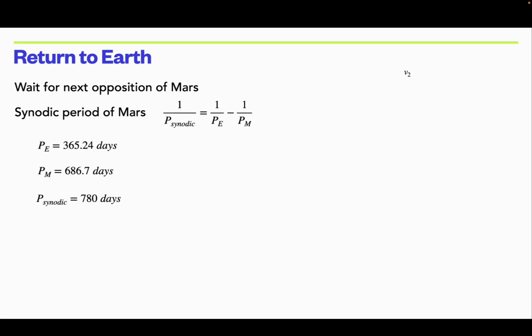So what about returning to Earth? What do you got to do? Well, what you have to do is wait for the next opposition. And to figure that out, you can figure out what the synodic period of Mars is. So this is from chapter 1. The synodic period is just 1 over the period of the Earth minus 1 over the period of Mars. So it turns out to be 780 days. So the Earth and Mars line up once every 780 days.